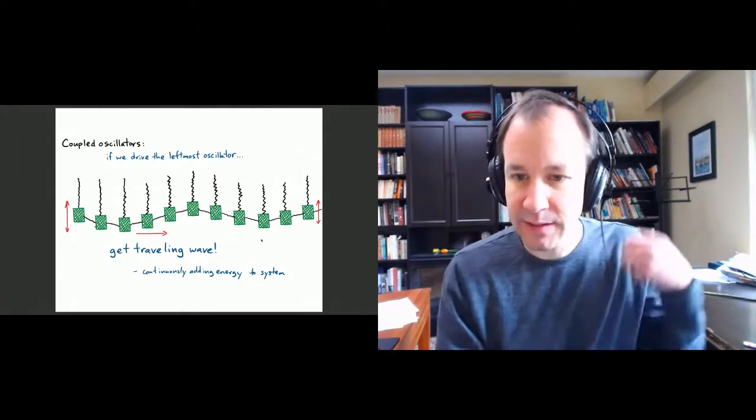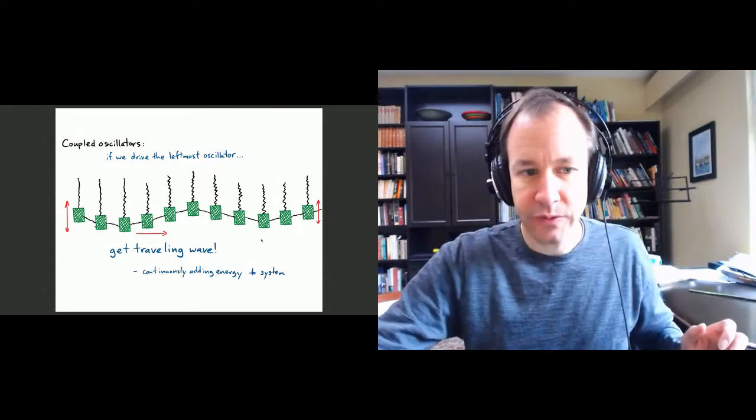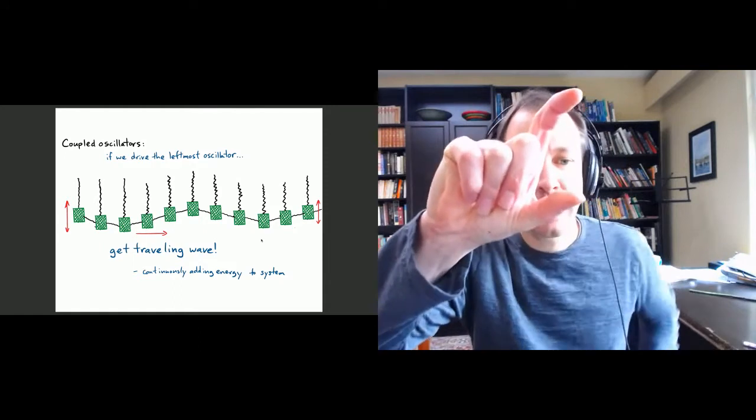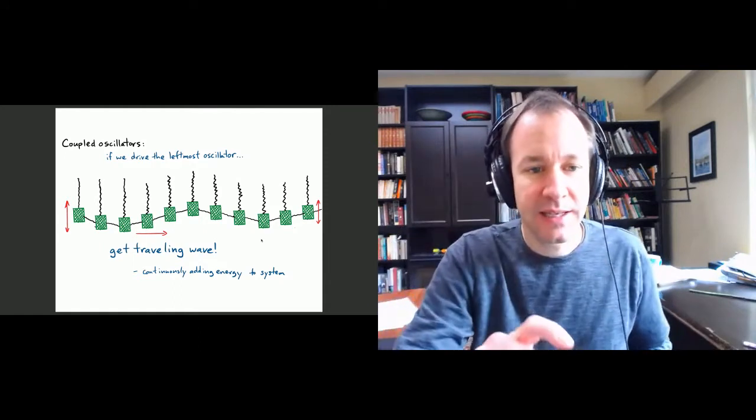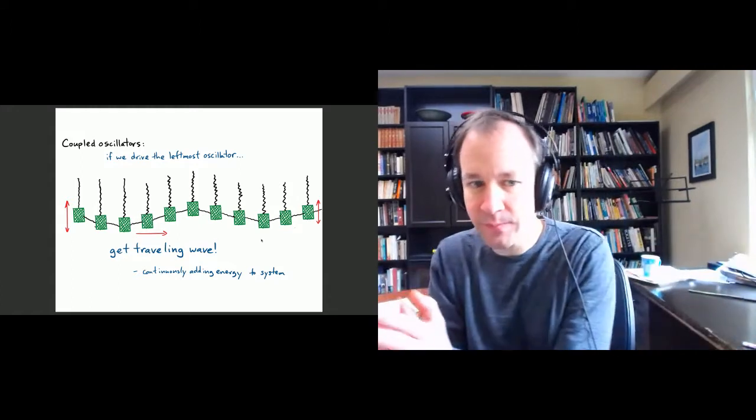Okay, so that was what happens if we take a single oscillator, we displace it, and we let it go. And then what we saw was we get a pulse that moves along the chain.